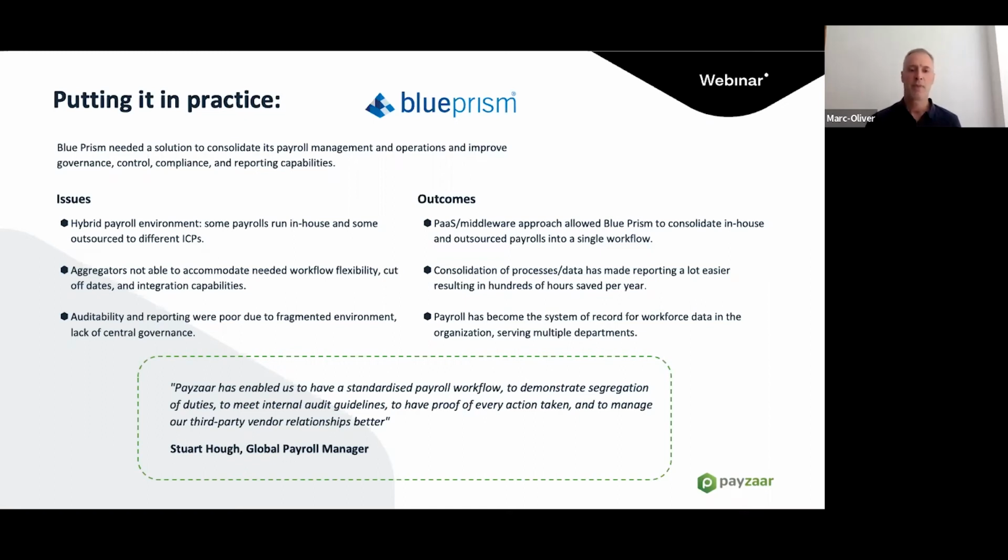What we ended up doing with Blue Prism is we helped them implement our PaaS solution across their existing in-house and outsourced payroll solutions. By doing that, we helped them consolidate all their processes and data in one central standard platform. We automated a lot of the reporting that previously would have taken hundreds of hours, which they're now able to run with just a few clicks. And all of this was rolled out, to start with, across the 12 countries in less than 3 weeks.